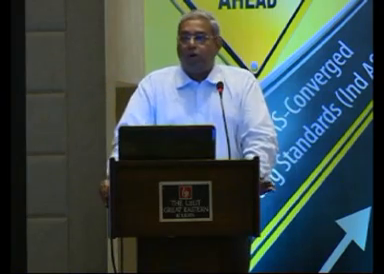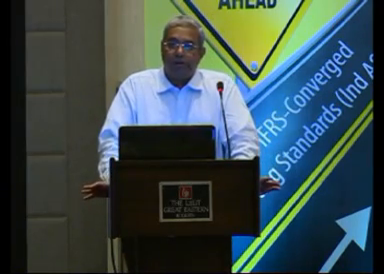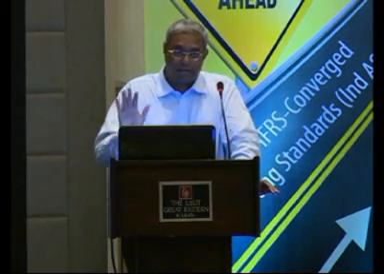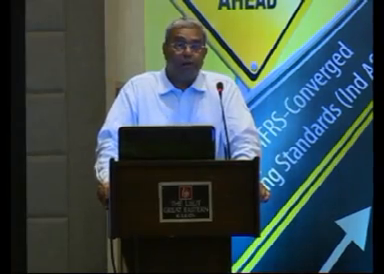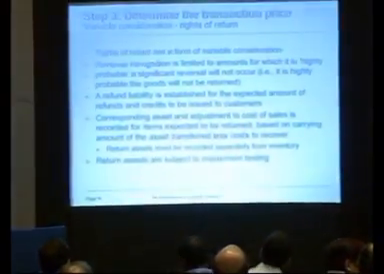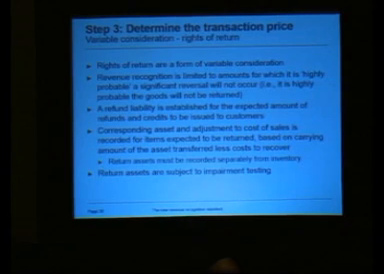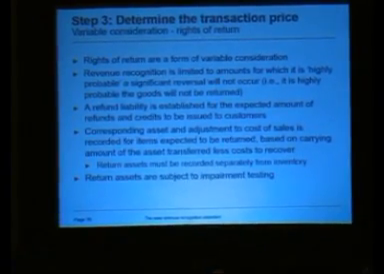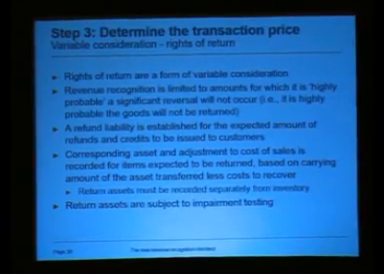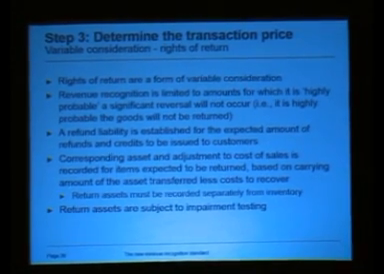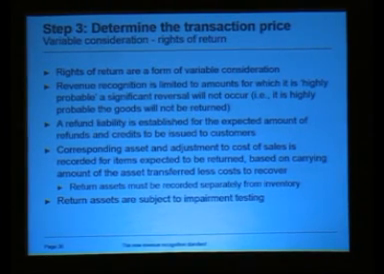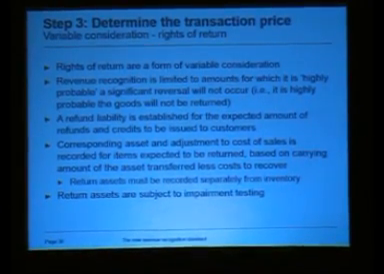Now, returns. All of you may have experienced goods returned, right? Typically the way we account for goods returned in AS 9 is substantially different from the way we recognize goods returned in Ind AS 115, and we'll see what those differences are. Right of return is a form of variable consideration. Revenue recognition is limited to amounts for which it is highly probable a significant reversal will not occur, that it is highly probable that the goods will not be returned. A refund liability is established for the expected amount of refunds and credits to be issued to customers.